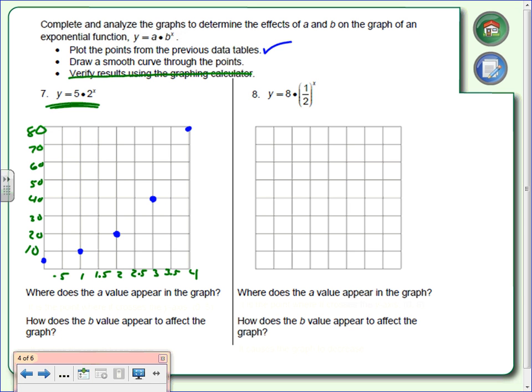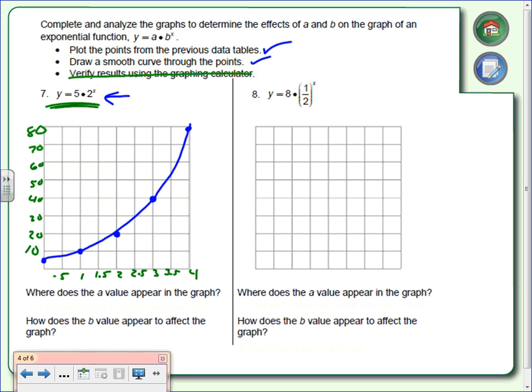Then what do they want me to do next? Draw a smooth curve through the points. So let's connect the dots with a smooth curve. There it is. There's the graph. Now, if we had time, we would put it in our calculator so we can take a look, but we'll worry about that later. This is the graph of this thing right here. That's what you're looking at. That's the graph of y equals 5 times 2 to the x power.